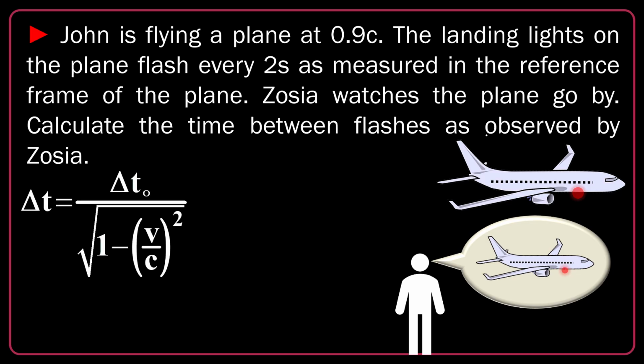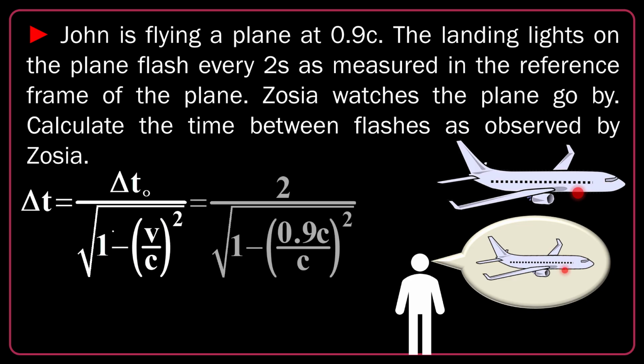Let's find it. The relationship is delta t is equal to gamma times delta t naught. Delta t naught is given, it's 2 seconds, so let's plug in the values. V at the same time is 0.9 c. And when you do the math, you will get 4.6 seconds. Dilated time is always and must be always larger and longer than the proper time, the 2 seconds, okay?